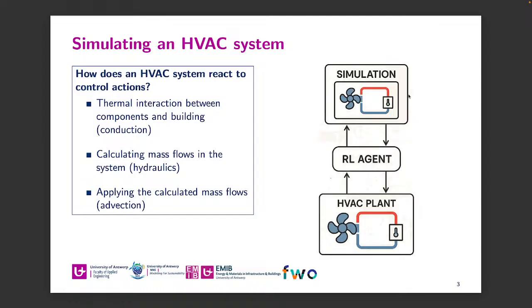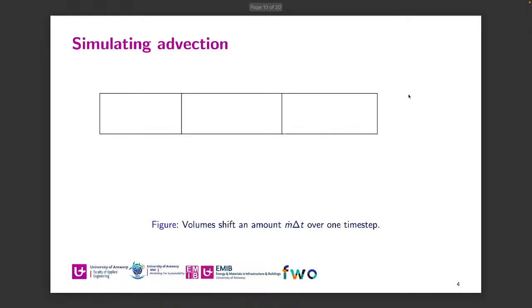So first of all, before we get to the advection part where we shift the water through the system, I'll first have to introduce a little bit on how we do the thermal interaction. Very simple. Let's say this is a pipe. We divide it into a few volumes, and we assume that those volumes have a uniform temperature. And then we solve the heat equation as an interaction between those volumes. This gives us a system of equations, and we solve it using an implicit Euler scheme.